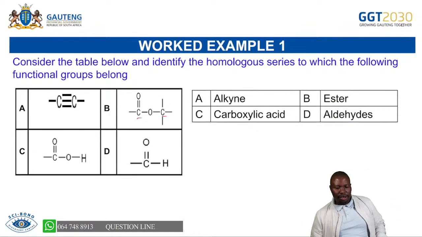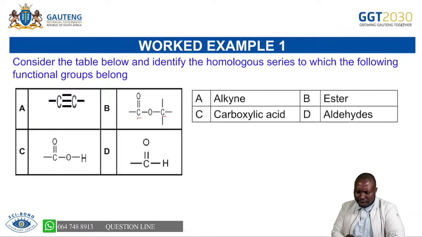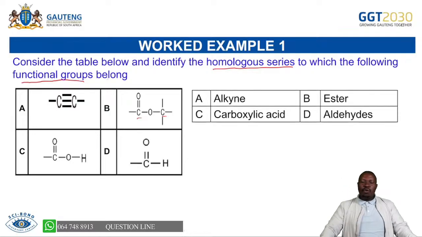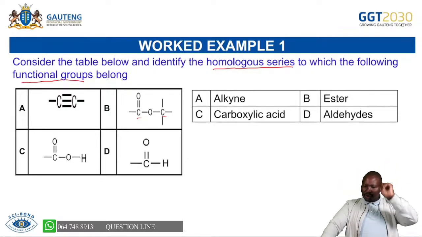Now let's look at this question. It's a worked example, hence you can see the names have been given. Consider the table below and identify the homologous series to which the following functional groups belong. So these are the functional groups. We want you to understand them all the time. Carbon, 4 bonds, you can't forget that.